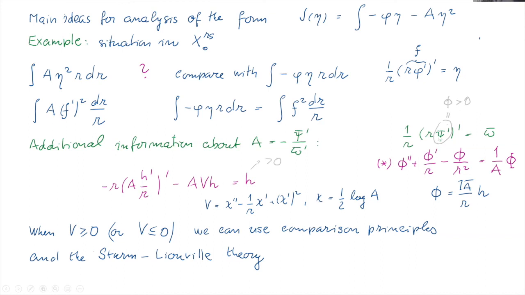The only information you have is that this function A is given by the ratio of this psi prime and omega prime, which come from the vortex. So one needs to import this information into the equation and then use it together with Sturm-Liouville theory and some comparison principles. Okay, so that's essentially the thing.